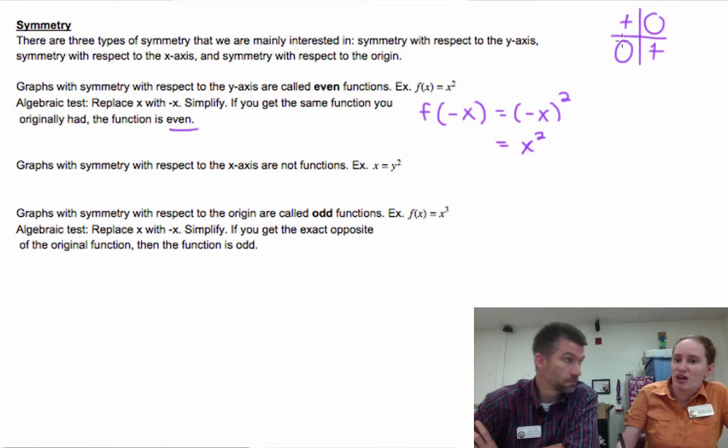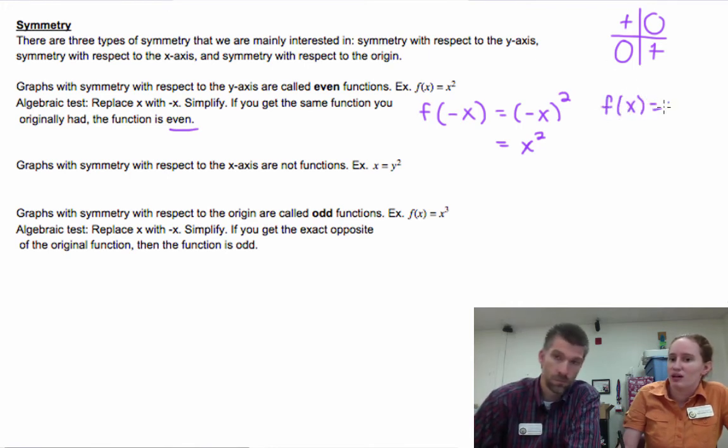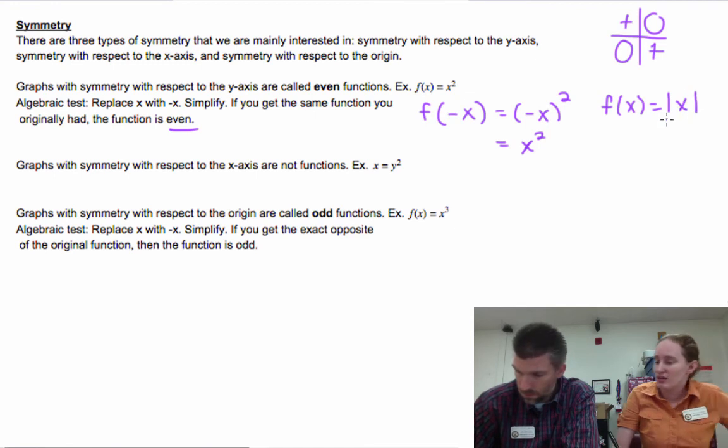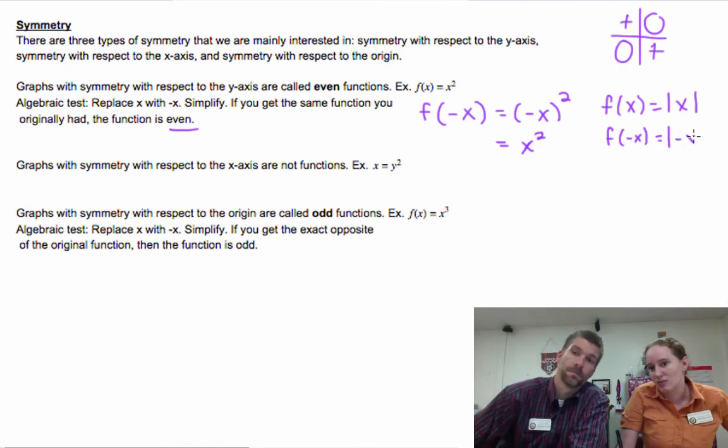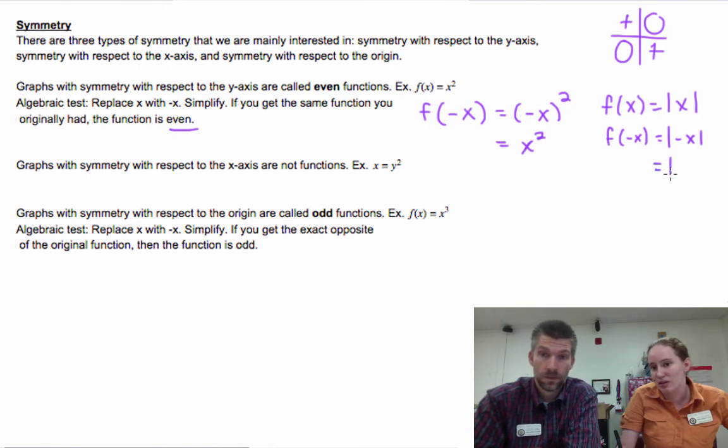Now there are some other ones that you can't use the exponent trick for, like if we had the absolute value of x, is that an even function? Of course it is, because when I plug in a negative x into my absolute value bars, the absolute value of a negative number becomes a positive number. So that's even. That's algebraically, if it asks for it, that's what we do: plug in a negative x and see what happens.